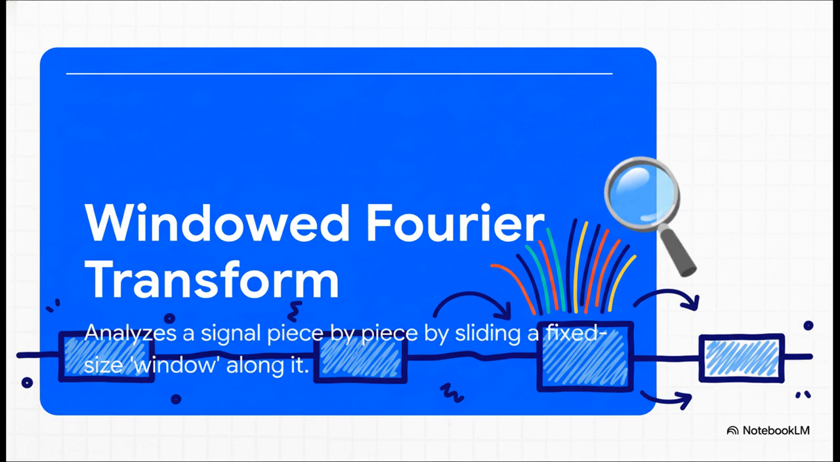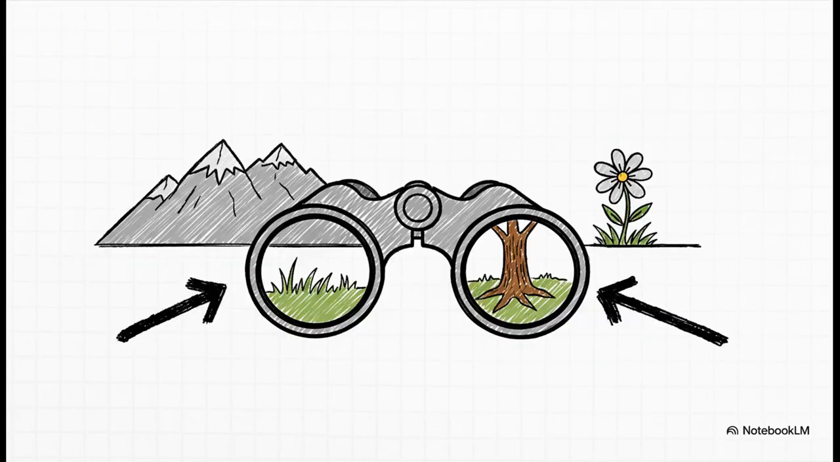Instead of looking at the whole signal all at once, you slide this listening window of a fixed size along the signal. You do a Fourier transform on just that little piece inside the window, then you slide it over, and you do it again and again. This actually gives you some idea of when different frequencies are popping up. But, and this is a big but, there's a huge catch. That listening window has a fixed size, and that is its fundamental weakness.